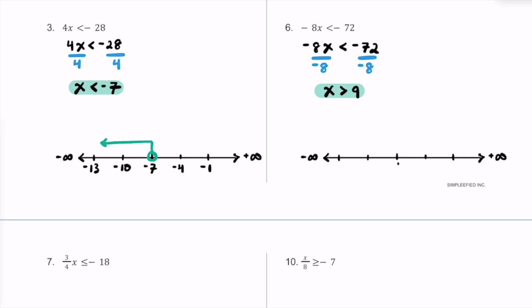So that we can visually see our solutions, let's go ahead and put 9 in the middle of our number line. Let's just go up by 3s here. I'm going to put a 12 and a 15. Going down by 3s, I'm going to put a 6 and a 3. Now, x has to be greater than 9. It's not allowed to equal 9, so let's put an open circle and let's draw an arrow to the right.